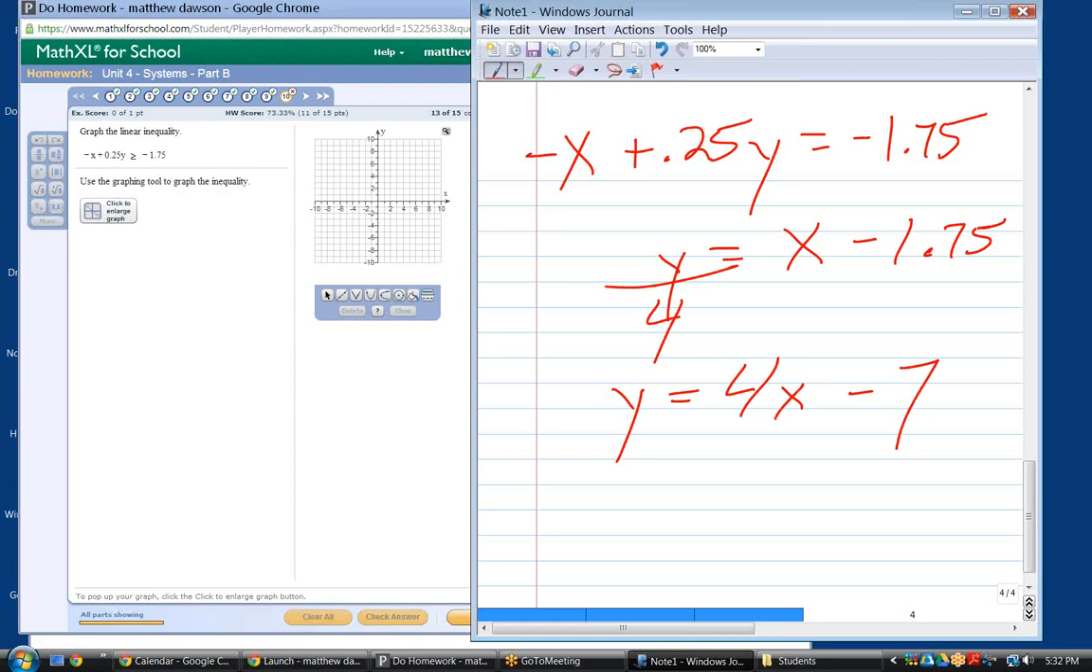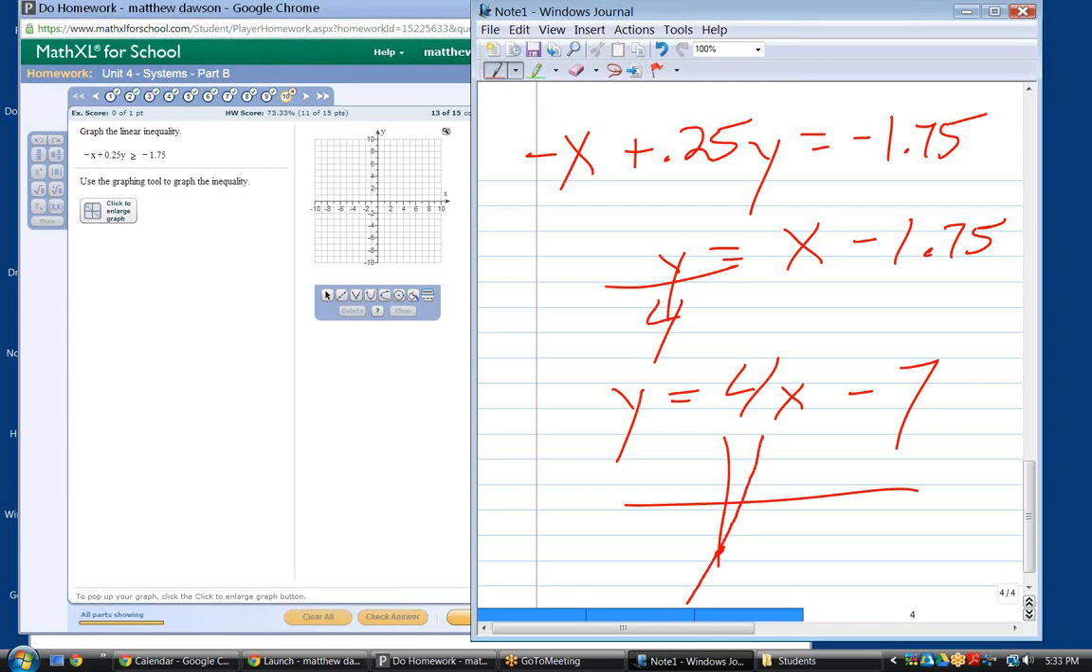Where do I start? So the y-intercept will be -7. Okay. And the slope? The slope will be 4. Right. So I'm going to get a graph that looks something like this. Let's pretend there's -7, and that's about a slope of 4.